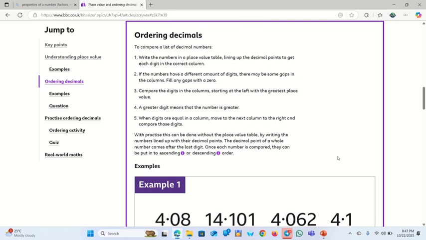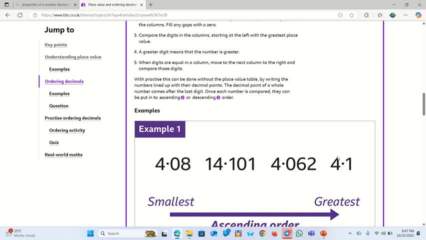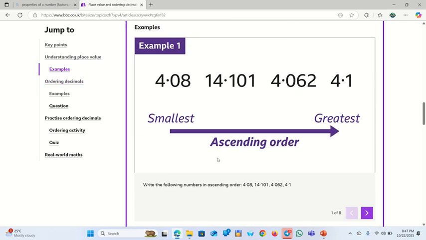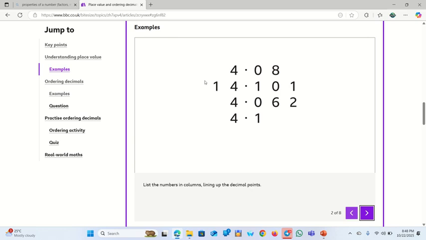Okay, so having gotten that explanation, number 3 says compare the digits in the columns starting at the left with the greatest place value. Then you move to the right, right? So we have example 1 right here. I see 4.08, 14.101, 4.062, and 4.1. We arrange these from smallest to greatest, in ascending order. Let's look at 4.08, 14.101, 4.062, and 4.1.